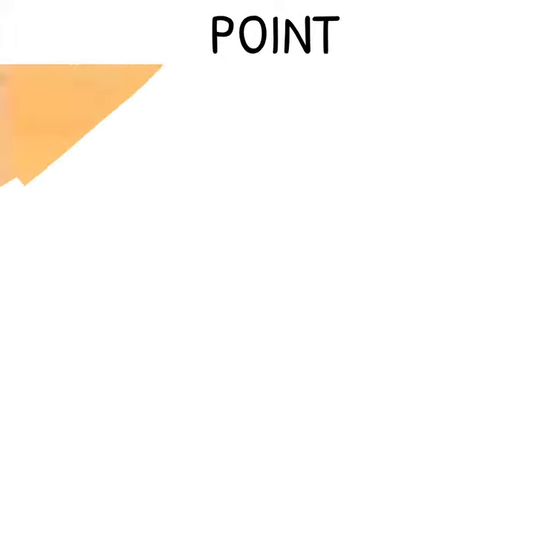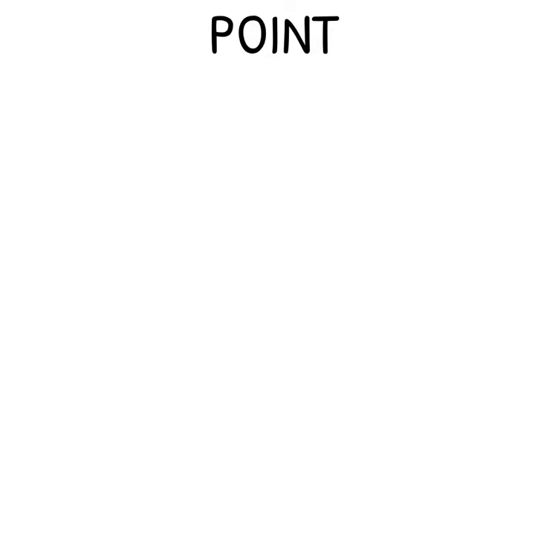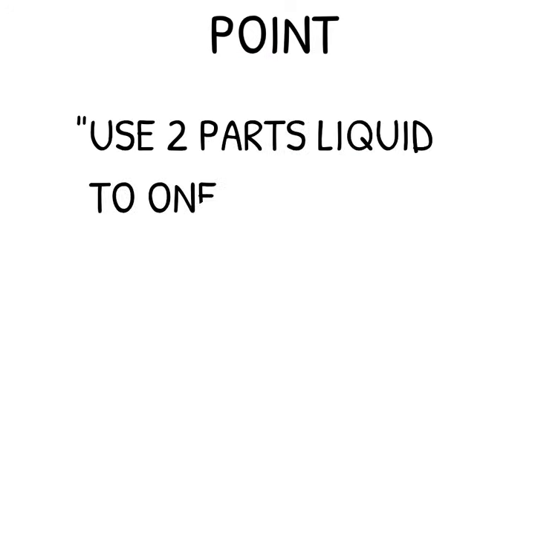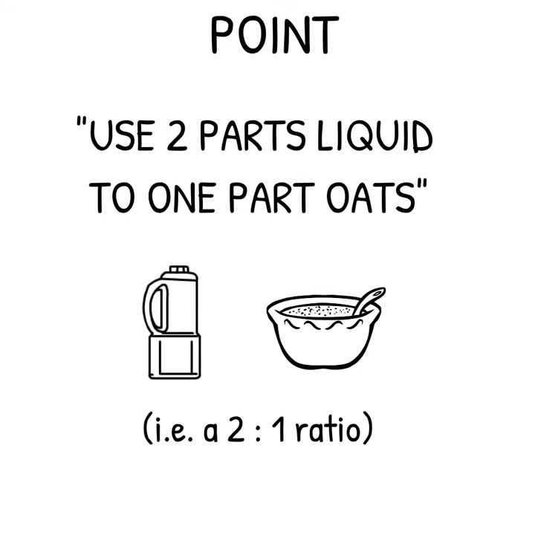So let's go through it, step by step. First, your point. A good argument is built up of specific points. So, as part of your perfect porridge recipe, you might say, use 2 parts liquid to 1 part oats. And that's your point.